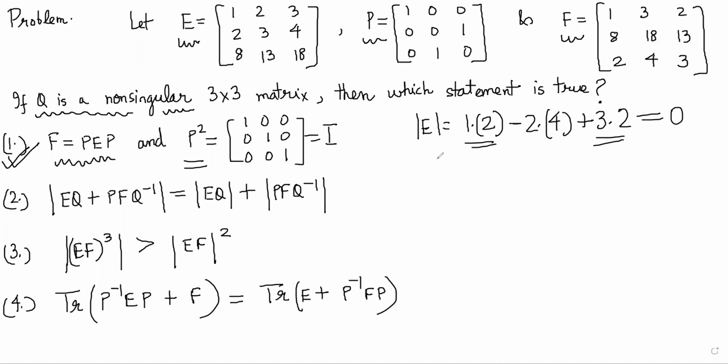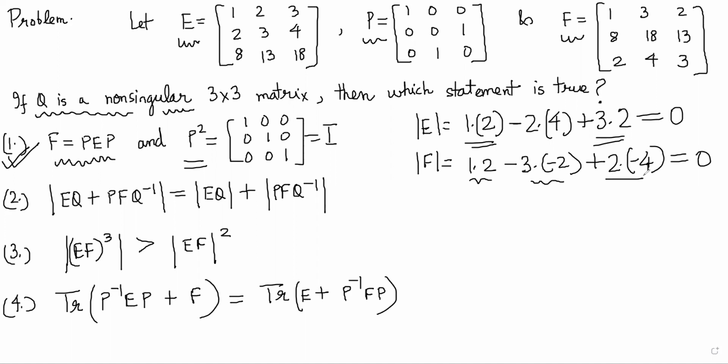And similarly, det of F, also let's check. 1 into 54, same, minus 3 into 24 minus 26, so minus 2, plus 2 into 32 minus 36, so minus 4. So again, it is 2 plus 6 minus 8. So this is also 0. So we know det of E is 0, det of F is 0, and we have been told that Q is non-singular.